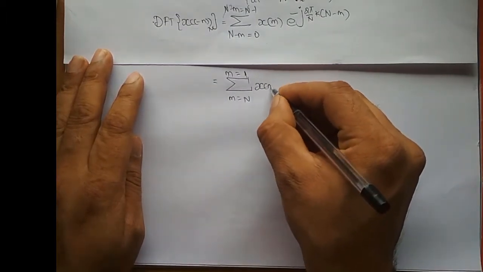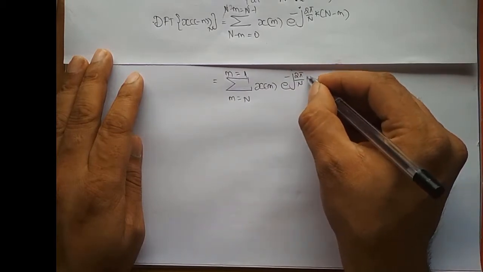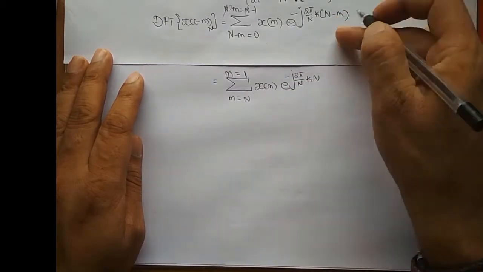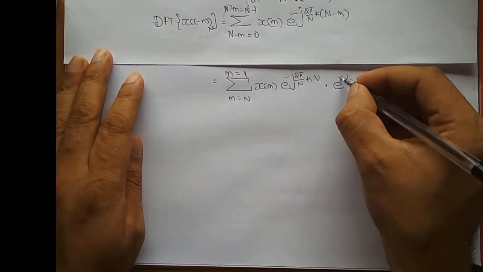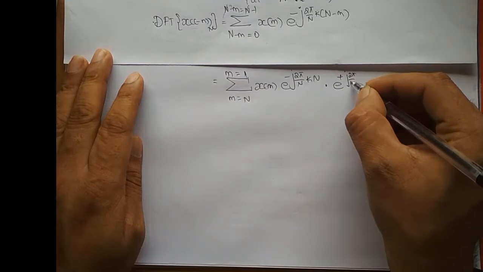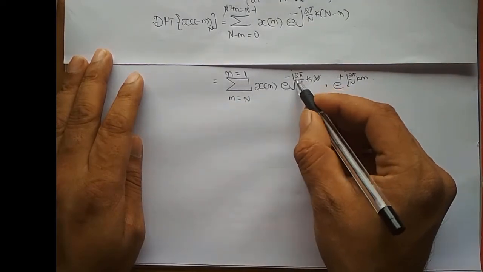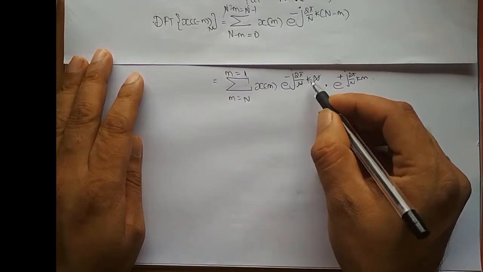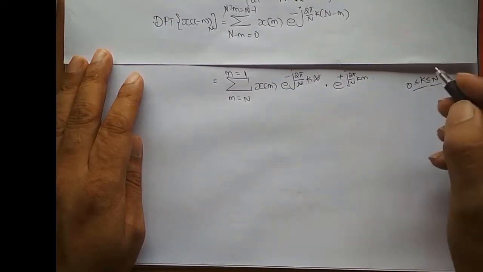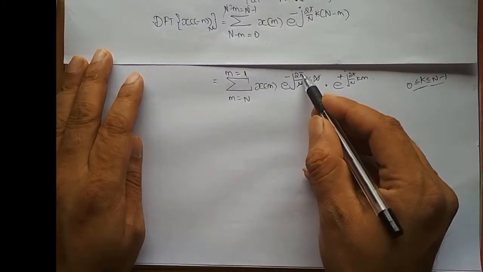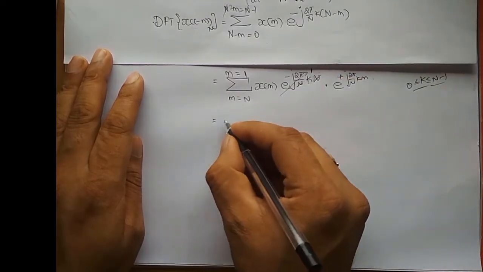So x of m e power minus j 2 pi by N into k into N minus m. I'll be splitting this exponential, minus into minus becomes plus j, into e power minus j 2 pi by N into k into N, and e power j 2 pi by N into k into m. Here N cancels out, e power minus j 2 pi into k. But what is k? k is varying from 0 to N minus 1, so it's an integer. So e power minus j 2 pi times an integer is always 1. So this is equal to 1. So this is equal to summation.